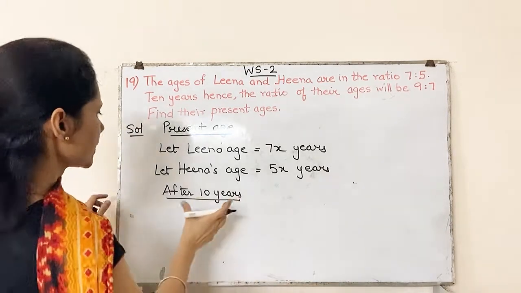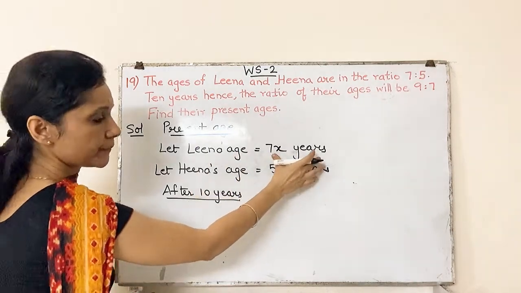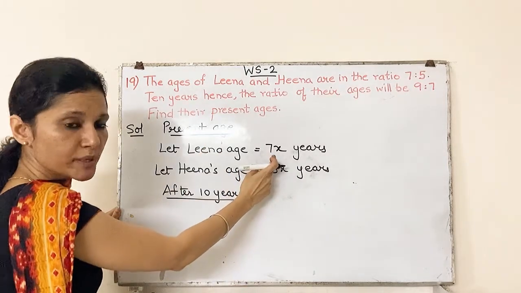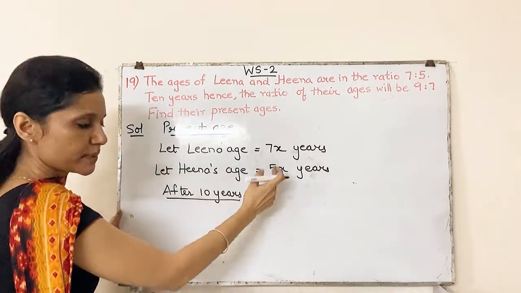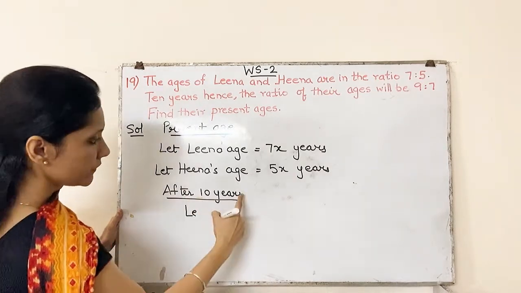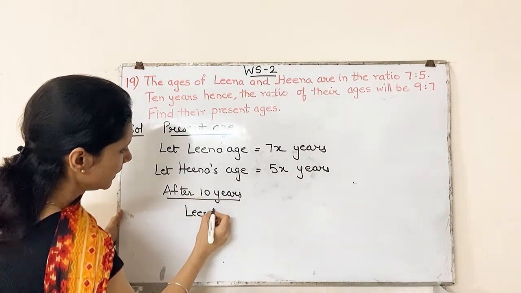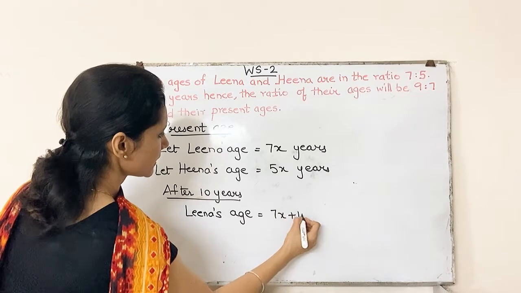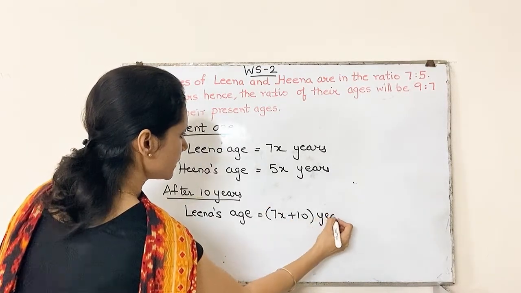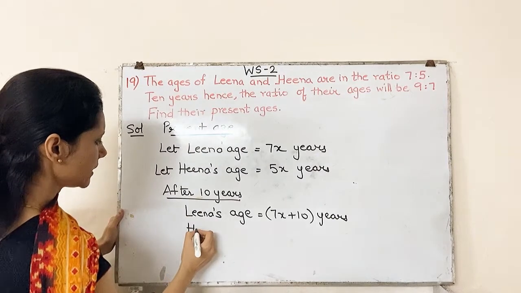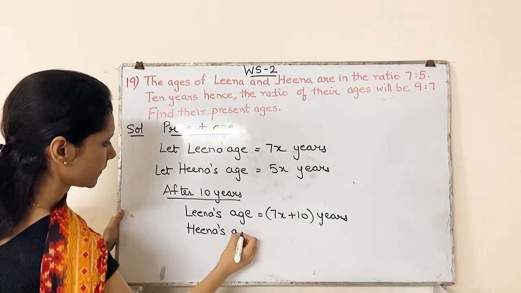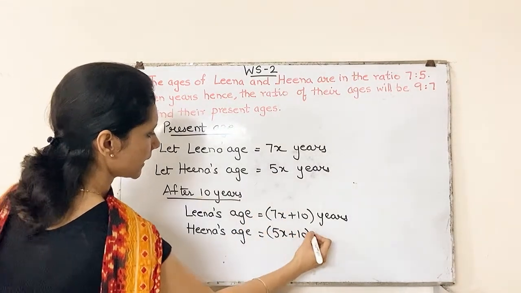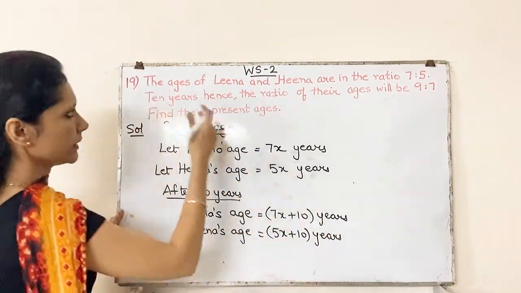12 plus 10. So similarly, after 10 years, if the present age of Leena, today Leena's age is 7x, so after 10 years Leena's age would be 7x plus 10 and Hina's age would be 5x plus 10. So let's write down. We've given the heading after 10 years, Leena's age is equal to 7x plus 10 years and Hina's age would be equal to 5x plus 10 years.